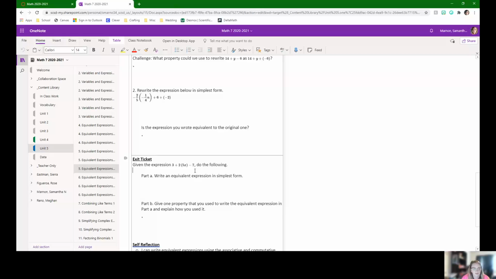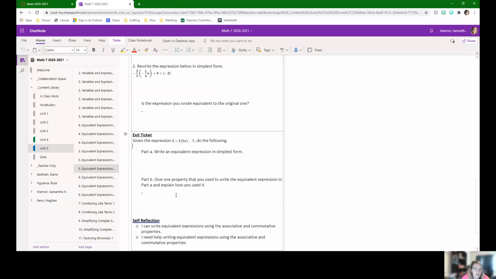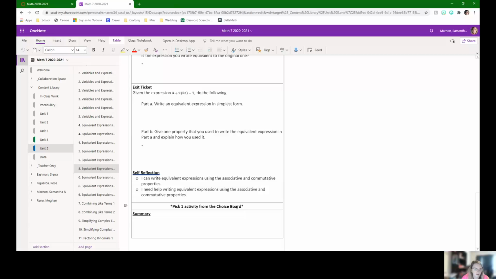So your exit ticket, given this expression, write an equivalent expression in simplest form, and then state one property and how you used it in your simplification of this expression. When you're all done in Canvas, you have a choice board. You get to pick any activity from that choice board. You do not have to do all 3, just the one.